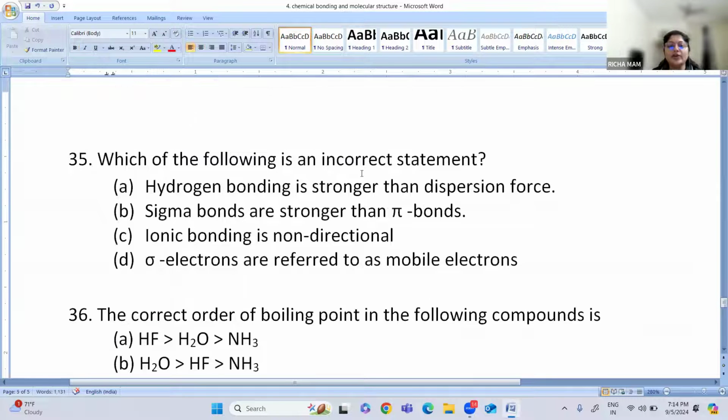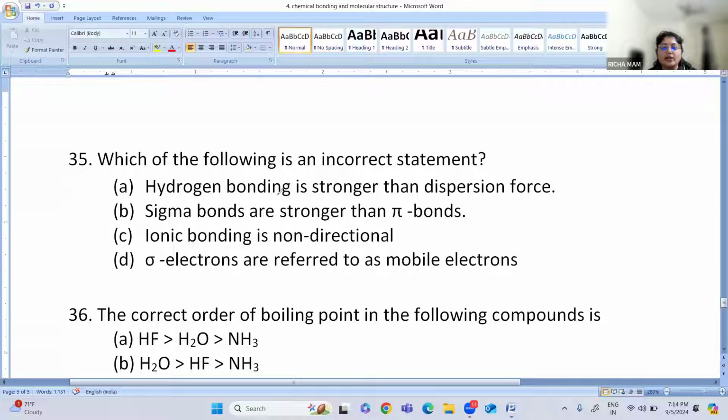Which of the following is an incorrect statement? A. Hydrogen bonding is stronger than dispersion force. B. Sigma bonds are stronger than pi bonds. C. Ionic bonding is non-directional. D. Pi electrons are referred to as mobile electrons. So, which is the incorrect statement?